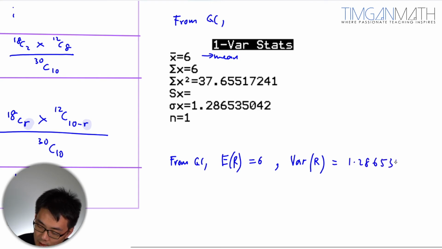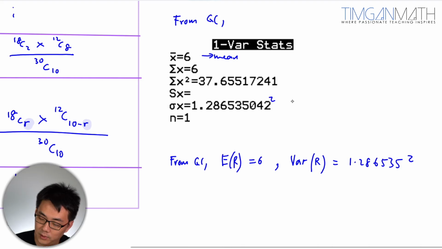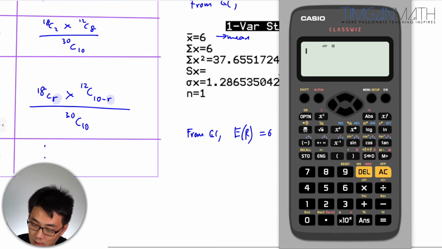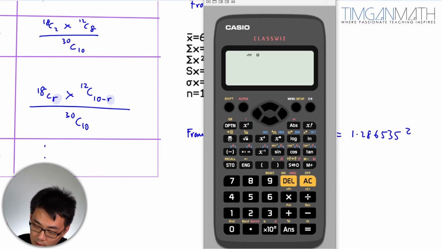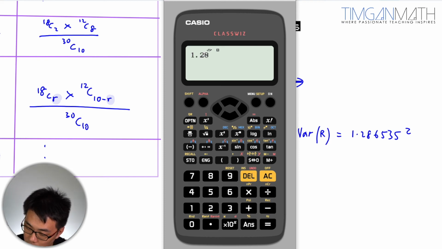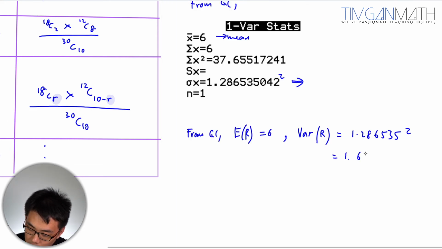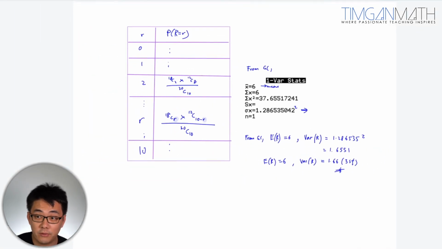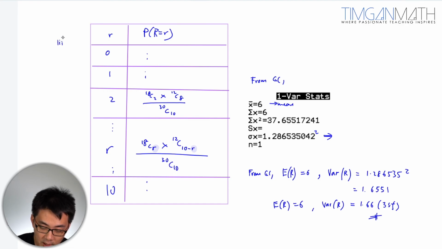1.286535 squared. Okay, just square this to get the variance. So I'm just going to square this using my Casio here. 1.286535 squared will be 1.6551. So this is the variance of R, and the expectation of R is just 6. That's how you do this question here proficiently. If you have any questions at all, please let us know. Keep practicing, and I'll see you in the next question.